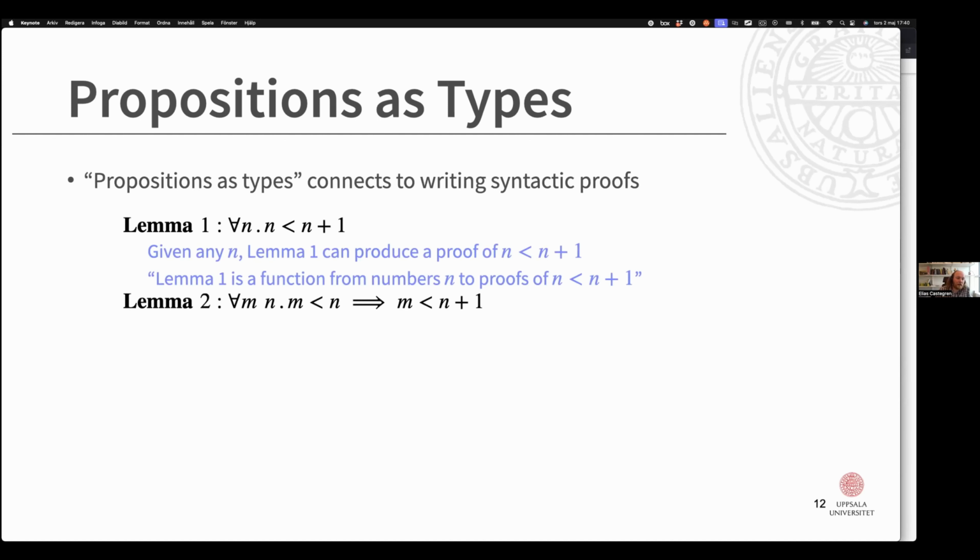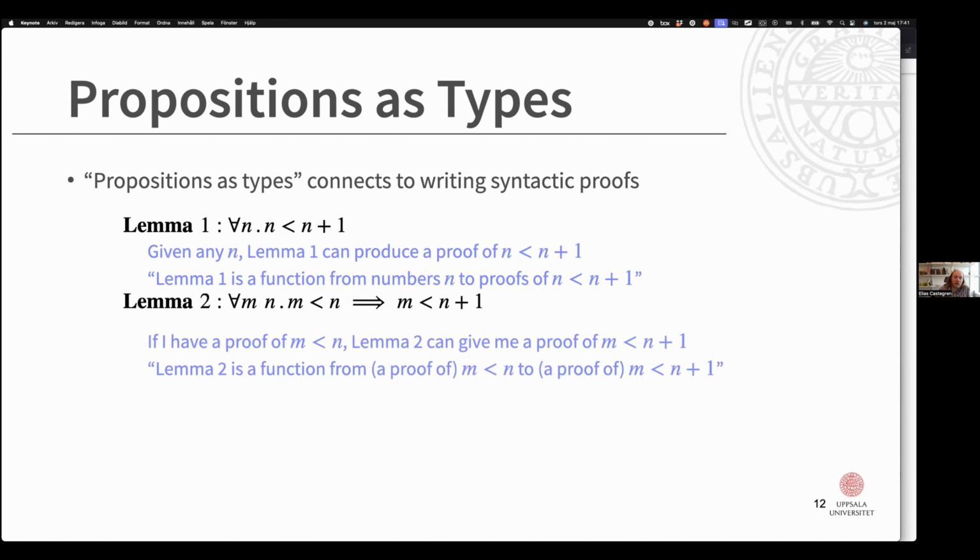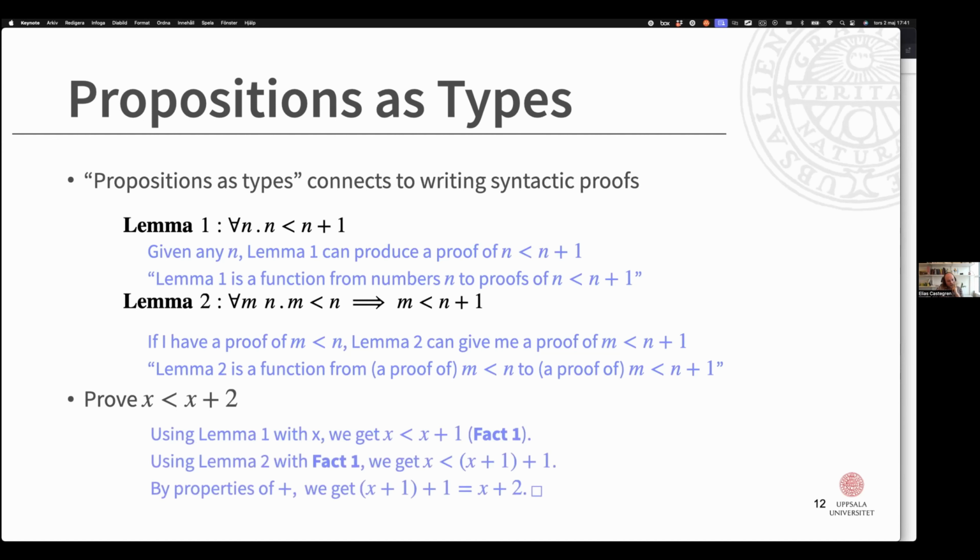Take another example. Here we have lemma 2 that's saying for all m and n, if m is smaller than n, then m is smaller than n plus 1. So we can put on our Curry-Howard glasses and see this as a function. Lemma 2 is a function from a proof of m is smaller than n to a proof of m is smaller than n plus 1, right? So if we are then tasked with proving that x is smaller than x plus 2, either for all x or for some particular x, we might say something like this.